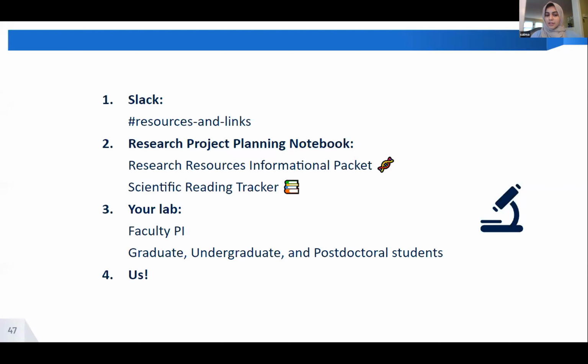And then we have the research project planning guide, which we talked about, or notebook. In there, you'll have the informational packet, that's what we sent yesterday, and then your scientific reading tracker. Again, you can structure it differently if you find that the way we have it doesn't work. We want you to use the stuff, so find the organizational system that works for you. We just gave you some general idea of how we would set this up.